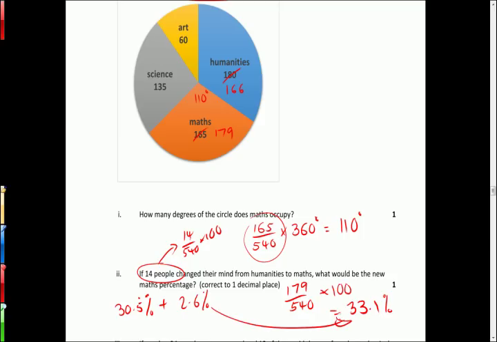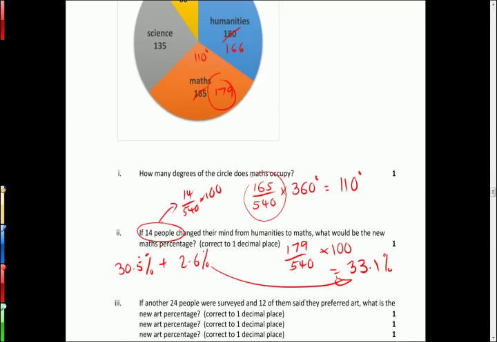But really, the way we just did it first time, that made sense. Just say, look, the new number is 179, it's on 540. That was a pretty simple way to go.